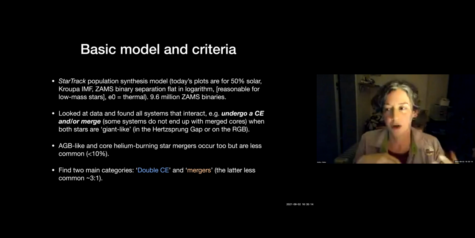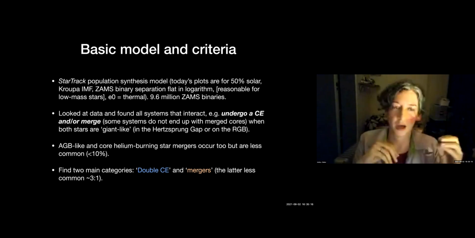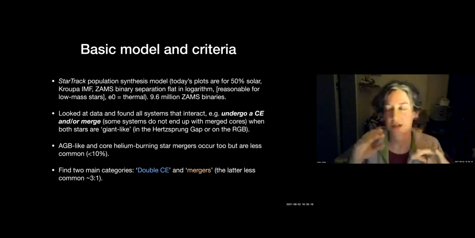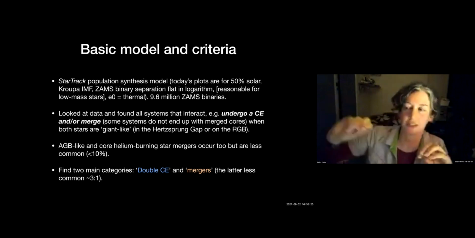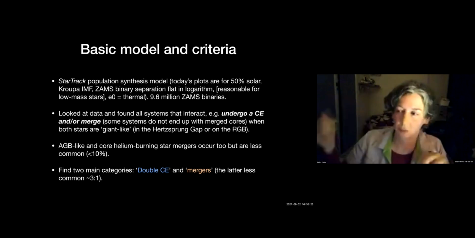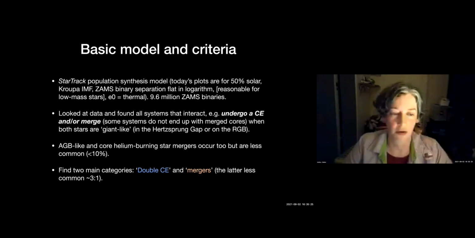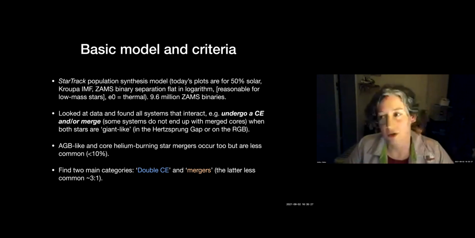Okay, so Hertzsprung gap, right? It's just that phase in between main sequence and red giant. So it's as the star is starting to develop a convective envelope. So an early red giant, a subgiant star. So I wanted to look at these things.